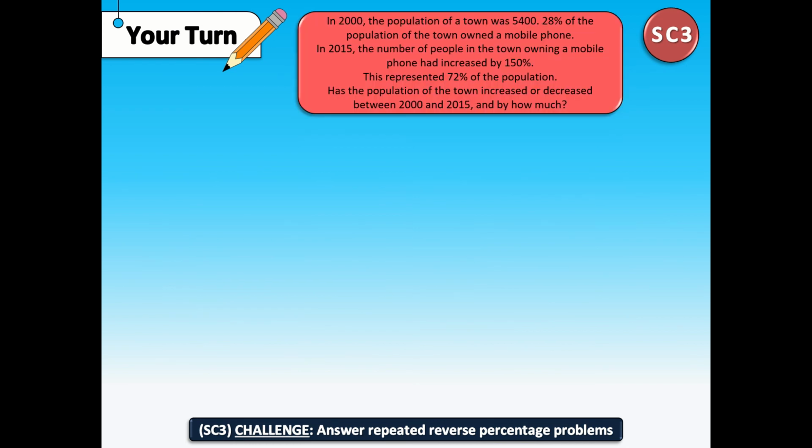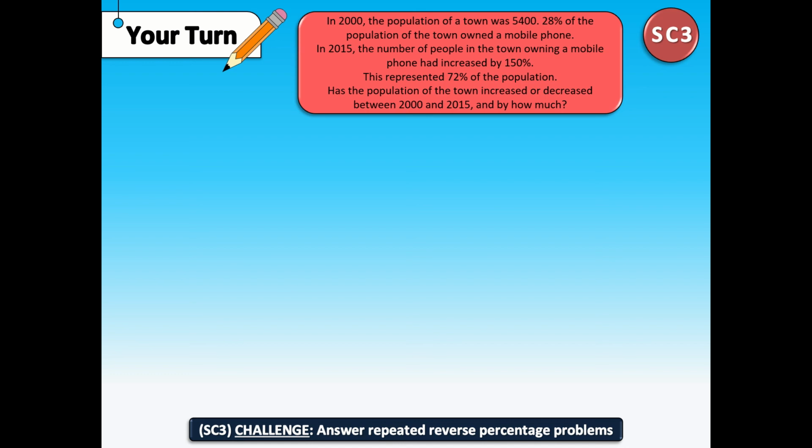For the red question, in 2000, the population of a town was 5,400. 28% of the population of the town owns a mobile phone. In 2015, the number of people in the town owning a mobile phone had increased by 150%. This represented 72% of the population. So has the population of the town increased or decreased between the year 2000 and 2015, and by how much?